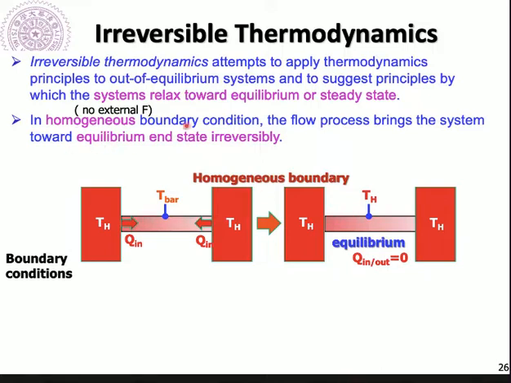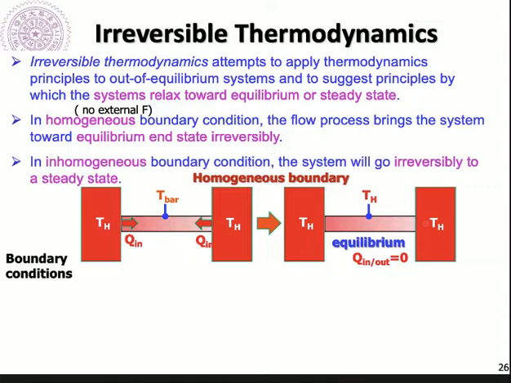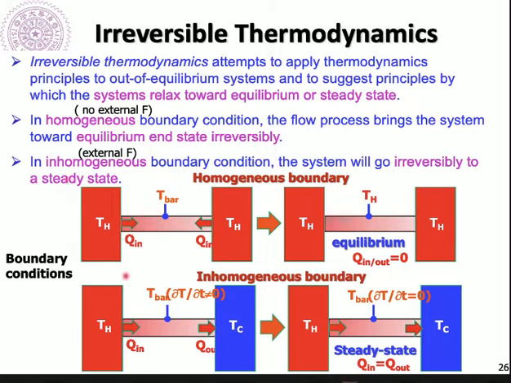So in homogeneous boundary condition, in this kind of case, that will drive your system toward equilibrium irreversibly, because you cannot move back without additional and extra energy. And the other case in your textbook is called inhomogeneous boundary condition. What's the inhomogeneous boundary condition?